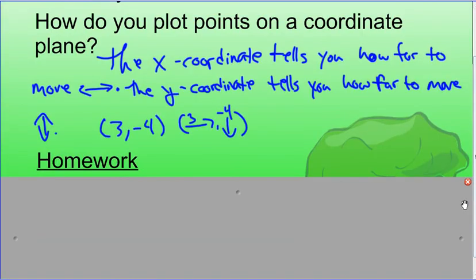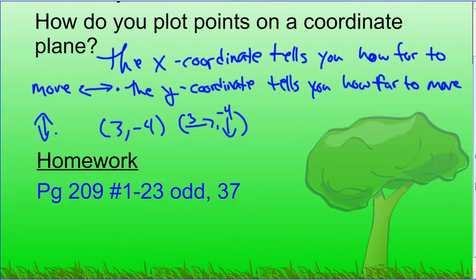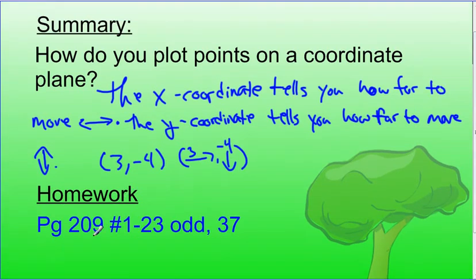And the homework. It's helpful if you have some graph paper handy, because this homework comes from page 209, numbers 1 through 23 odd, and number 37. Some of those problems you will have to graph points, you will have to graph tables like we've done, but that is the homework.